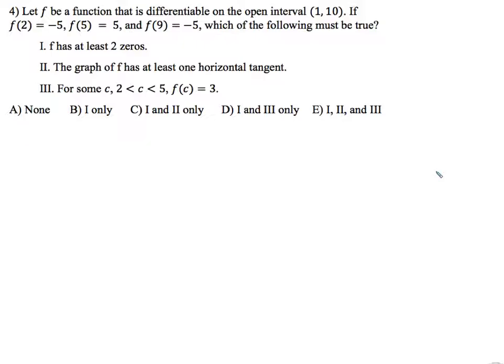Let's look at number 4. All right, so we have an open interval now. So kind of key here: open interval. It's differentiable. All right, and we have a bunch of values. This is kind of hard to see. Let's make a really quick sketch of the graph.